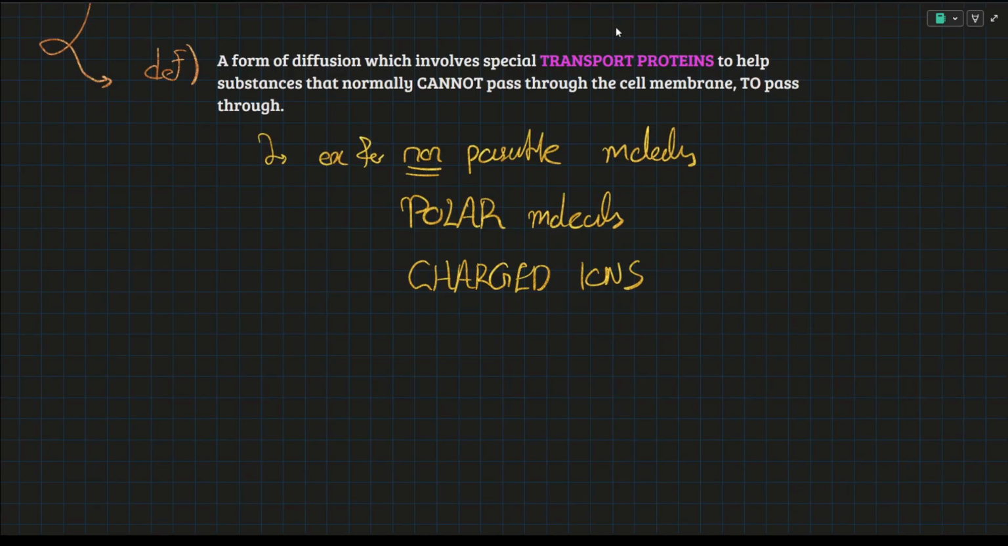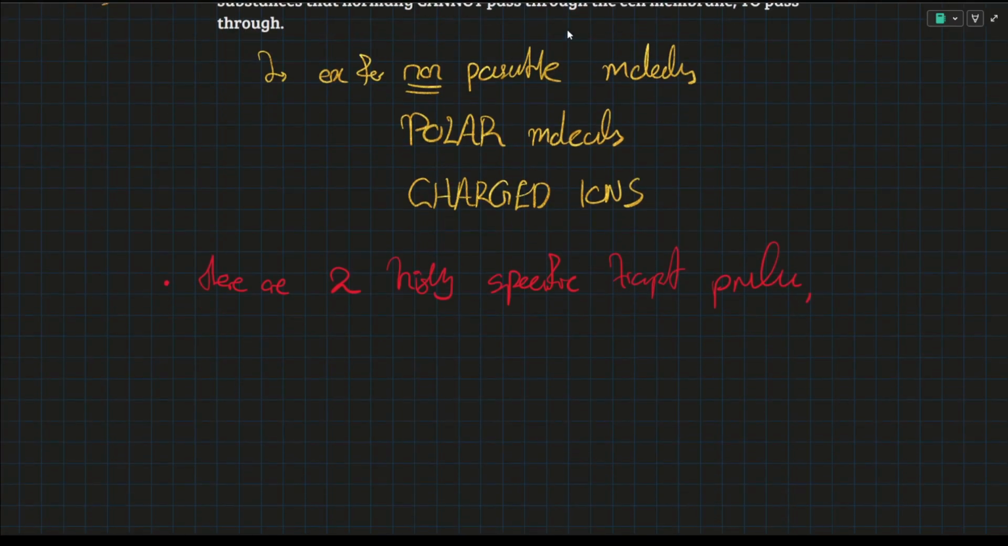Okay? Under the context and concept of transport proteins, I should mention that there are two highly specific transport proteins. Handwriting is going haywire. The first type of proteins that we have are called channel proteins. They are known as channel proteins.